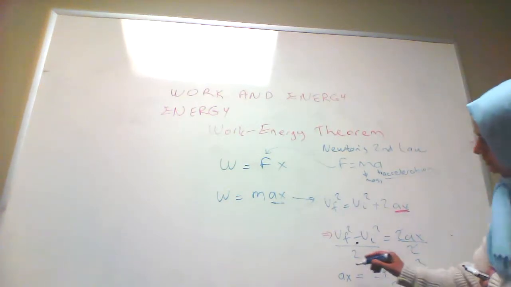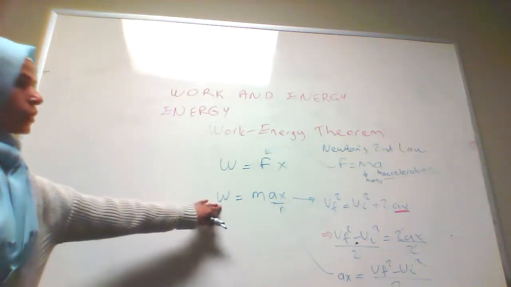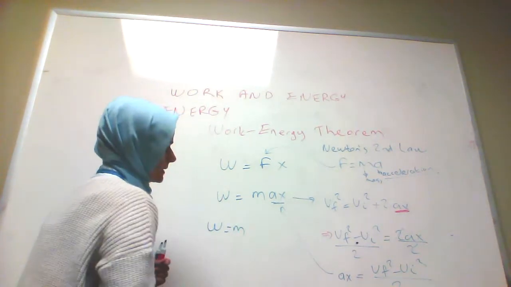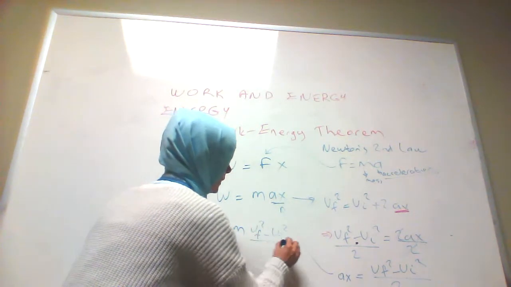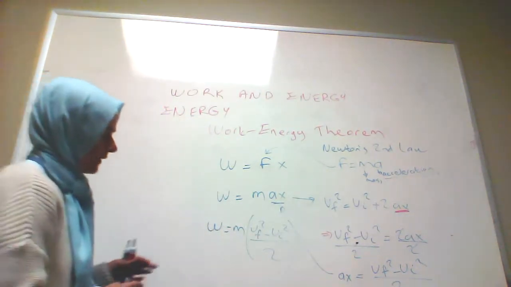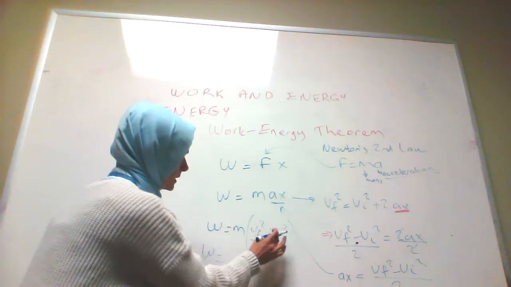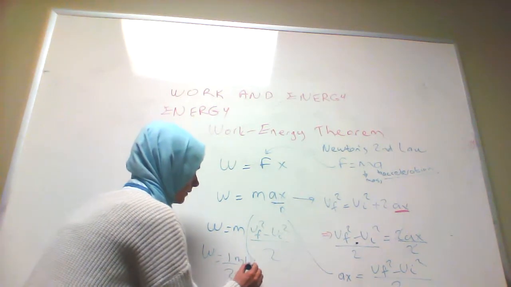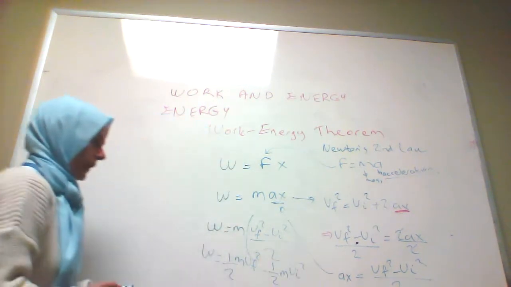Now I can enter this value in here instead of ax, and I can have an equation relating work to mass and velocities. Work will be equal to mass times v final squared minus v initial squared divided by 2. And if I write this, I can take this to here and multiply m by both. m goes inside and divide by 2. I will have 1 over 2 m v final squared minus 1 over 2 m v initial squared.